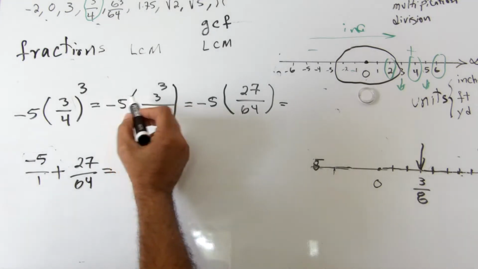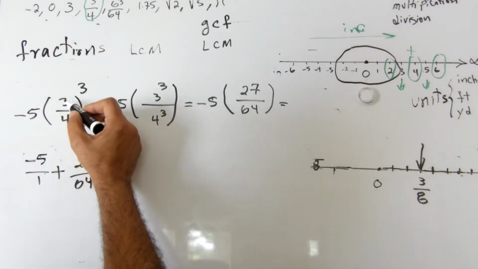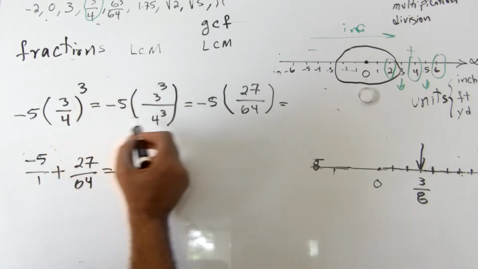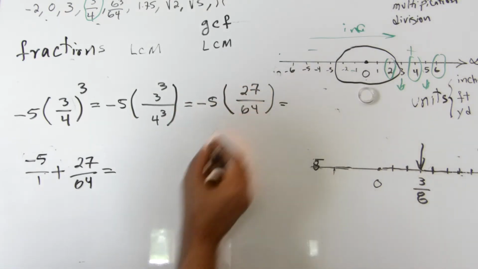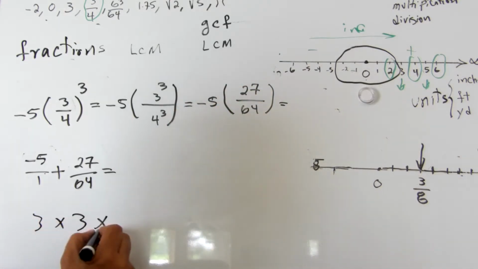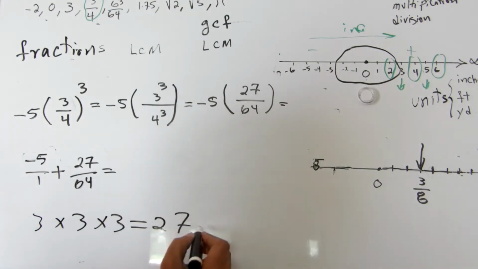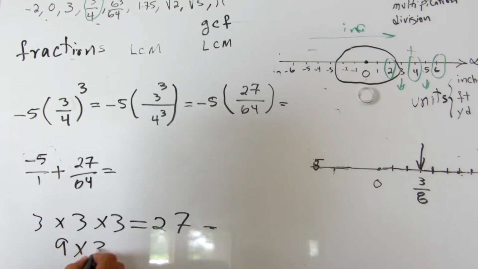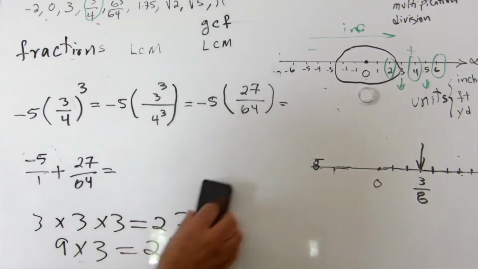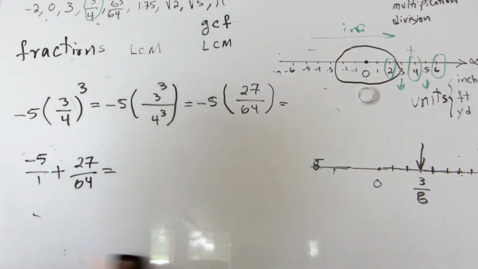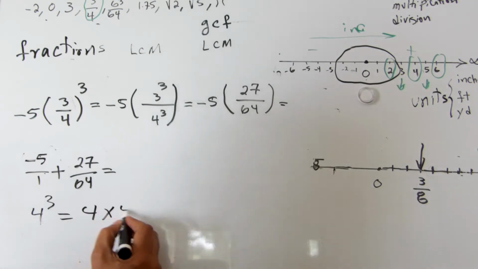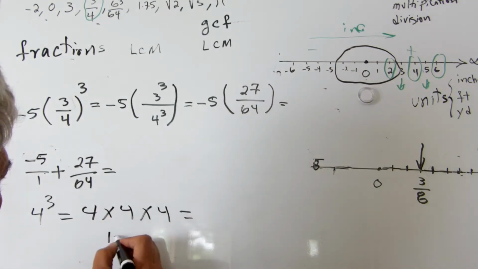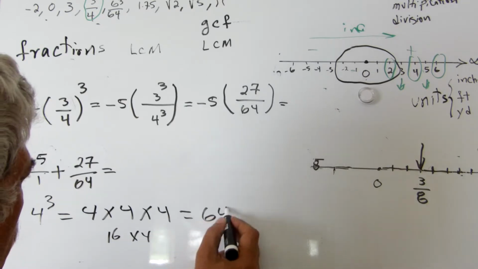We raised this number to the power of each of them. The numerator is to the power of 3 and the denominator is to the power of 3, and then we find out 3 times 3 times 3 is equal to 27, because 3 times 3 is 9, and 9 times 3 is 27. And the same for 4 to the power of 3, which is 4 times 4 times 4: 16 times 4 is 64.